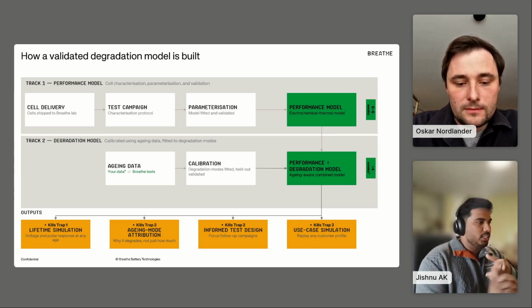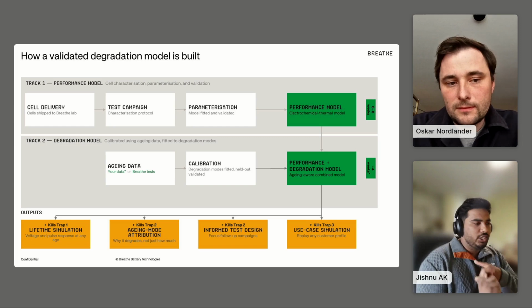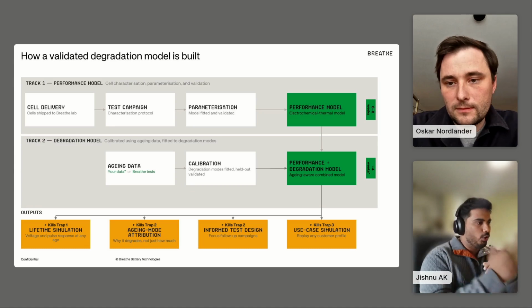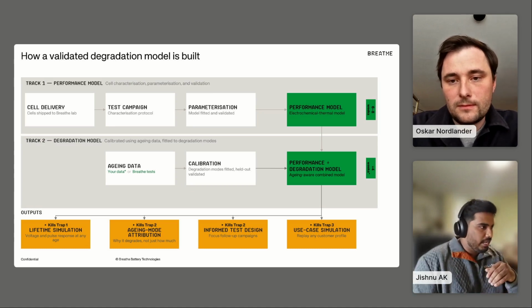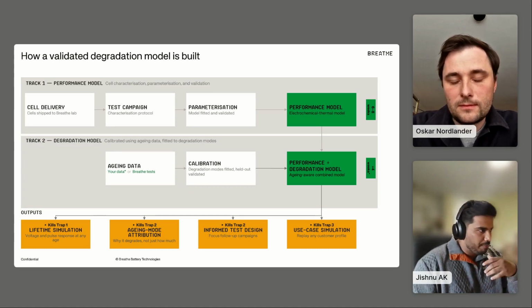The first row corresponds to how an electrochemical performance model is built here at Breathe. That would then lay the foundation to build a degradation model on top of it. And that is explained in stage number 2, or track number 2, here.